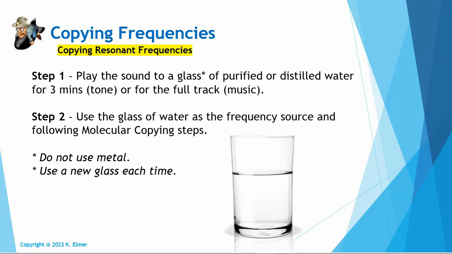So it's called imprinting. You want to imprint a frequency onto water and then use the water. Step one: play the sound to a glass of purified or distilled water for 3 minutes if it's just a tone, or for the full track if it's a full track of music. That's as long as you need to do it. Then step two: use the glass of water as the frequency source, following the molecular copying steps. It's as simple as that. All the steps I just showed you earlier, instead of the actual supplement, you'd place sound to the water and then use the water as the supplement, right?